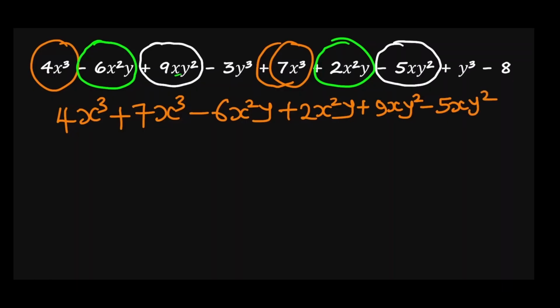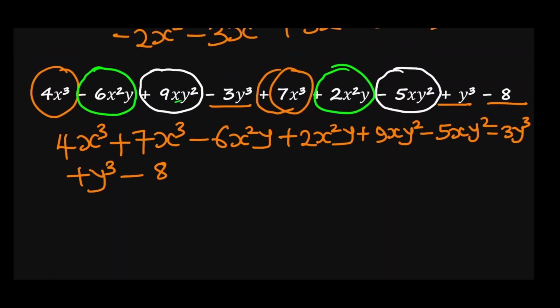Then what is left? We have this left, and this left. So we just complete it. Minus 3y raised to power 3 plus y raised to power 3 minus 8. That's all. Very easy. So let's take another example.